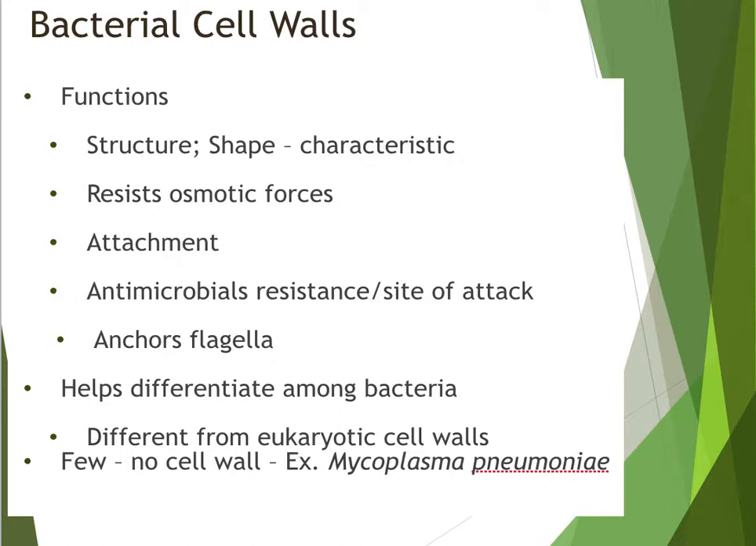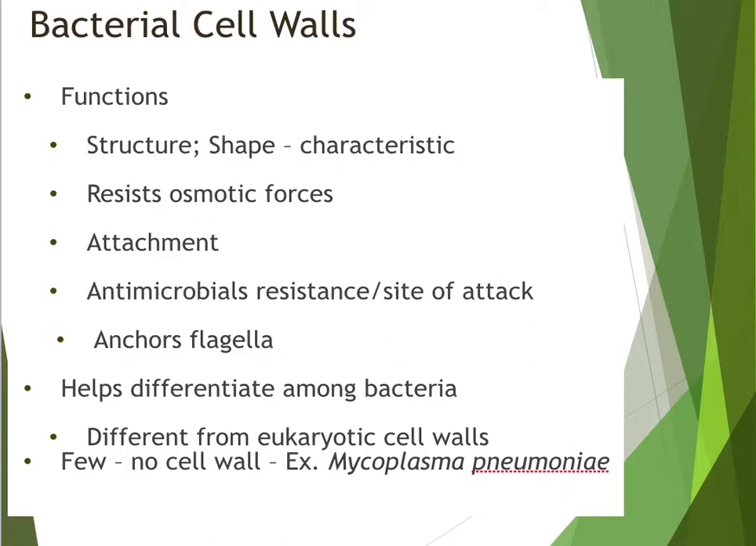So we've looked at things that are outside the bacterial cell wall. Let's look at the cell wall itself now. The functions of the cell wall include giving the cell its structure and shape, its characteristic shape. The cell wall enables the organism to resist changes in osmotic force, those changes that are caused by the movement of water across cell membranes, and we'll look at that a little more later.